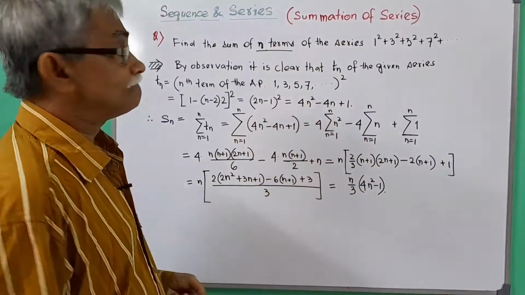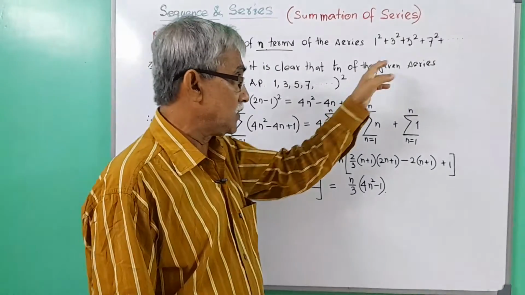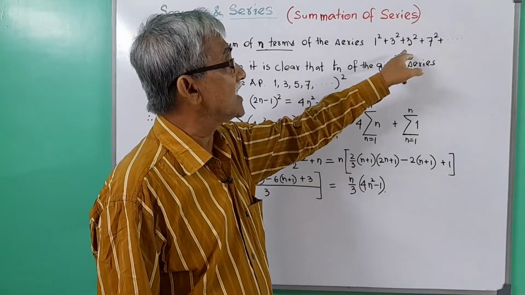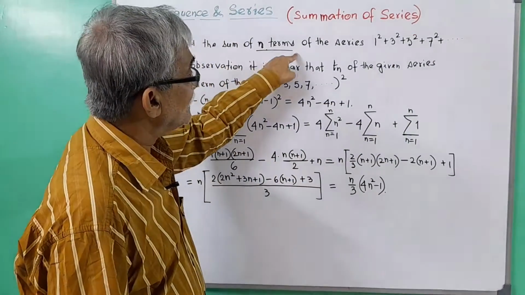The next sum. Find the sum of n terms of the series 1 square plus 3 square plus 5 square plus 7 square, etc. Mind you, n terms.